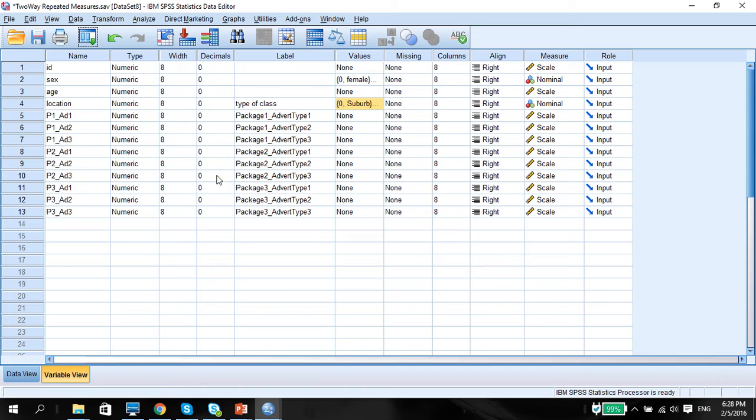So we have three things that we want to look at here: whether there's a difference between package, whether there's a difference between advert type, and whether there's a difference in terms of the interaction.